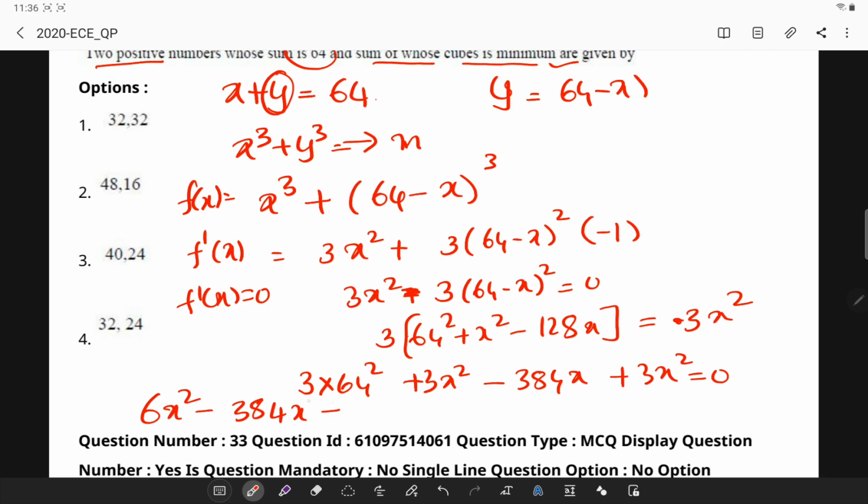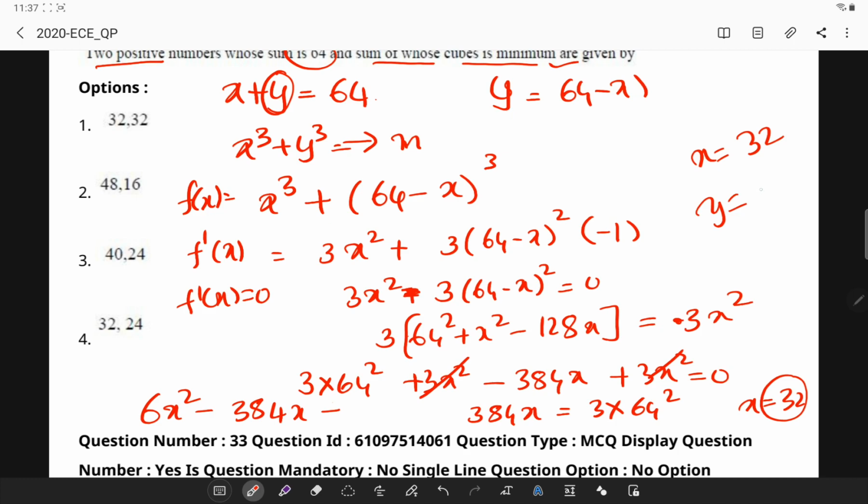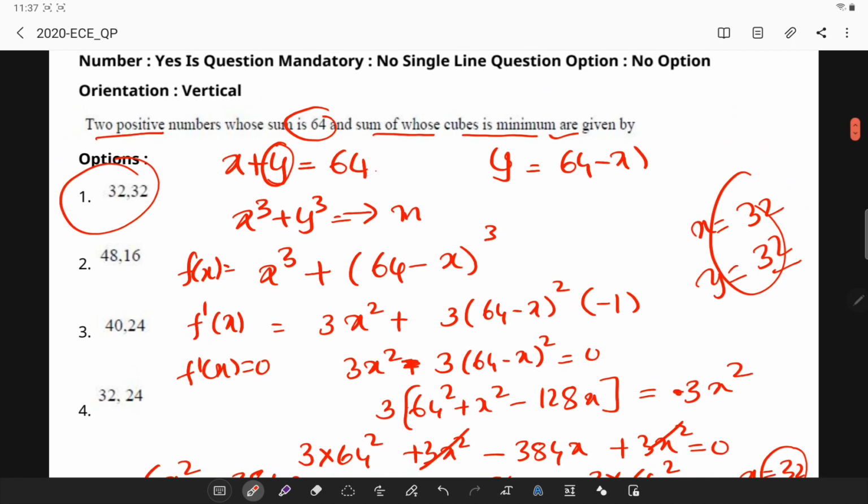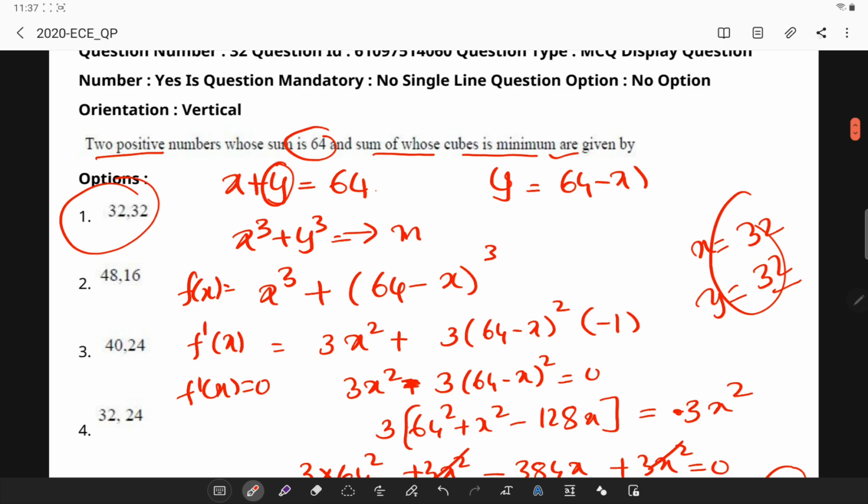So the 3x square terms cancel, and I'll be having 384x is 3 into 64 square. Simply I'll be having x is equal to 32. So if x is equal to 32, automatically y will be 32 because the sum is 64. So the answer is the first option.